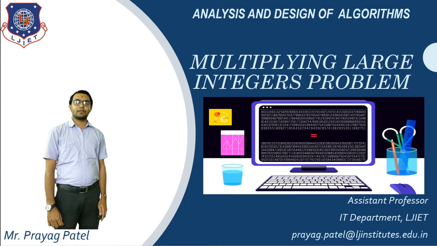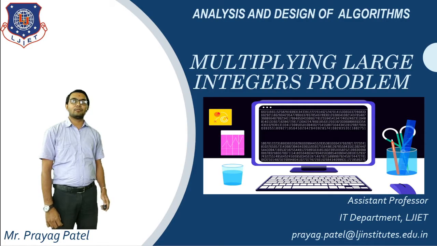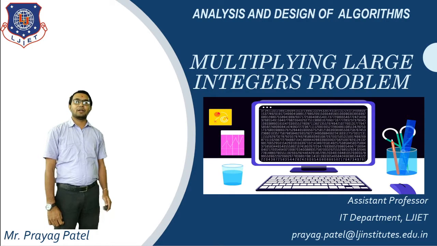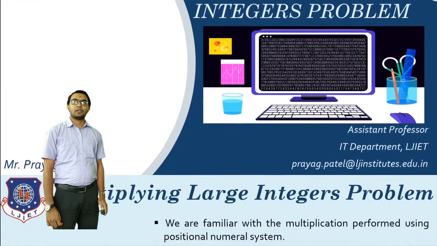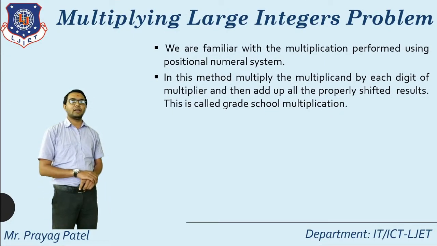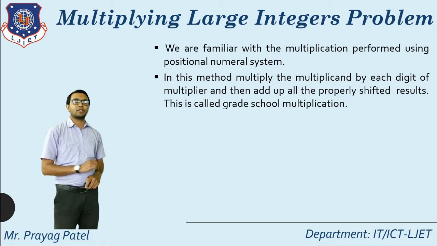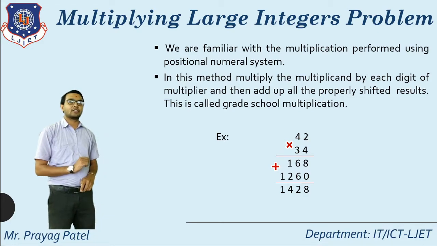Now in today's video lecture, we will discuss the multiplying large integer problem: how large numbers will be multiplied. We can multiply these numbers using the normal method as well as the divide and conquer method. For multiplying large numbers, we are familiar with multiplication performed using the positional number system. In this method, we multiply the multiplicand by each digit of the multiplier and then add up all the properly shifted results. This is called the grade school method.